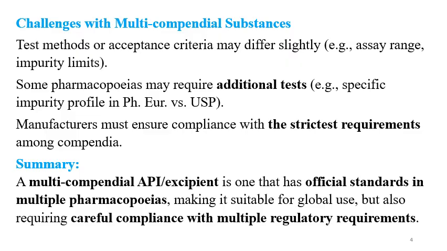So, by understanding multi-compendial substances, we can say that a multi-compendial API or excipient is one that has official standards in multiple pharmacopoeias, making it suitable for global use, but also requiring careful compliance with multiple regulatory requirements. Whenever you are working in the pharma industry, whether in QC, QA, regulatory affairs, formulation research, or production, you need to understand multi-compendial substances and how important they are.